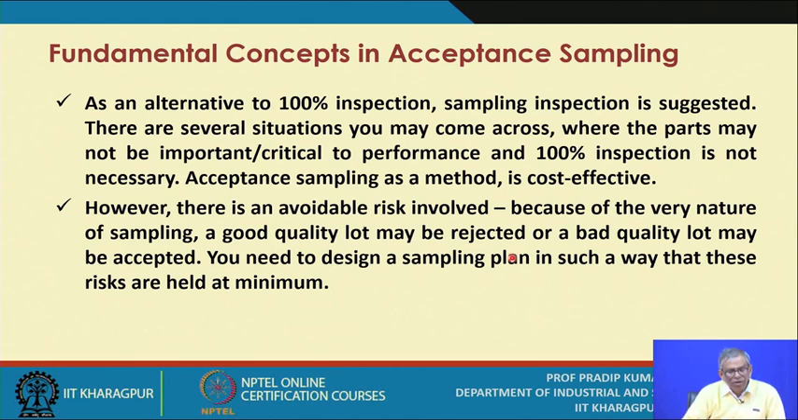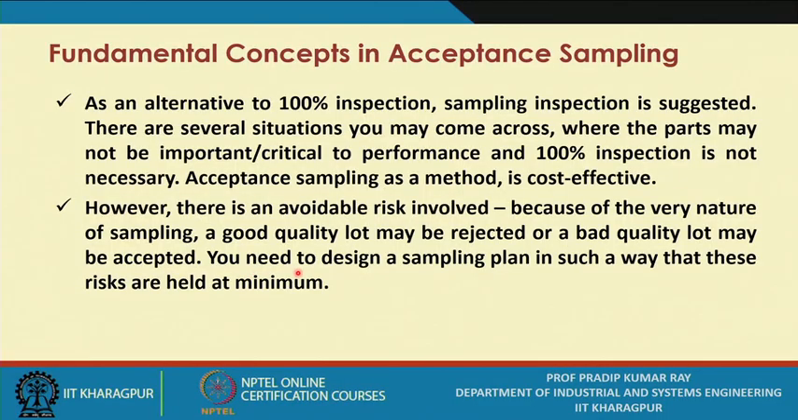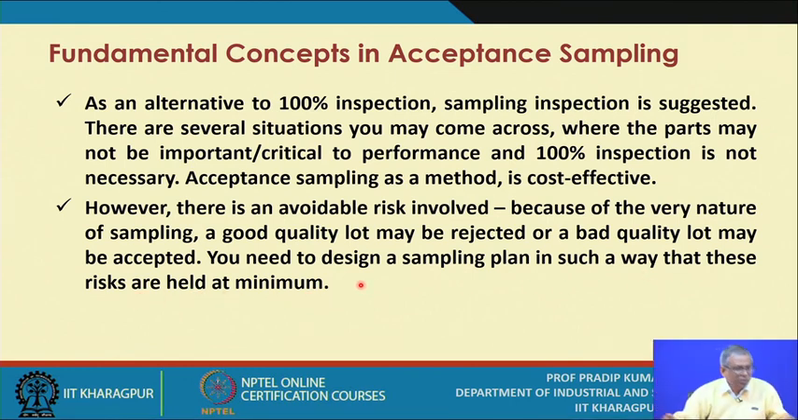Similarly, alternatively, a bad quality lot may be accepted. That means in the lot there is a large number of non-conforming units, but when you get the sample, because of the very nature of sampling, you may not find any non-conforming units in the sample. So you say the sample quality is very good, and you may conclude that the lot quality also may be very, very good. But this conclusion could be wrong. So a bad quality lot may be accepted. This possibility remains. So you need to design a sampling plan in such a way that these risks are held at minimum. Is that clear?